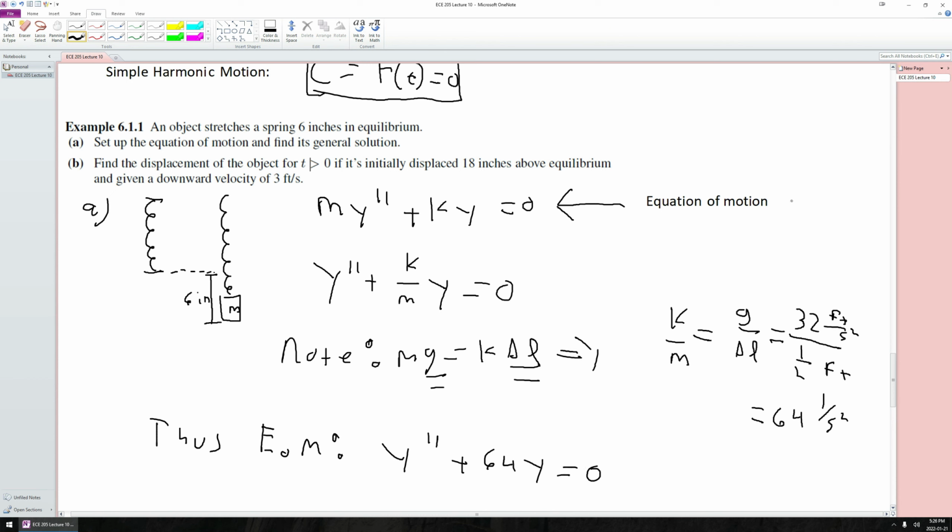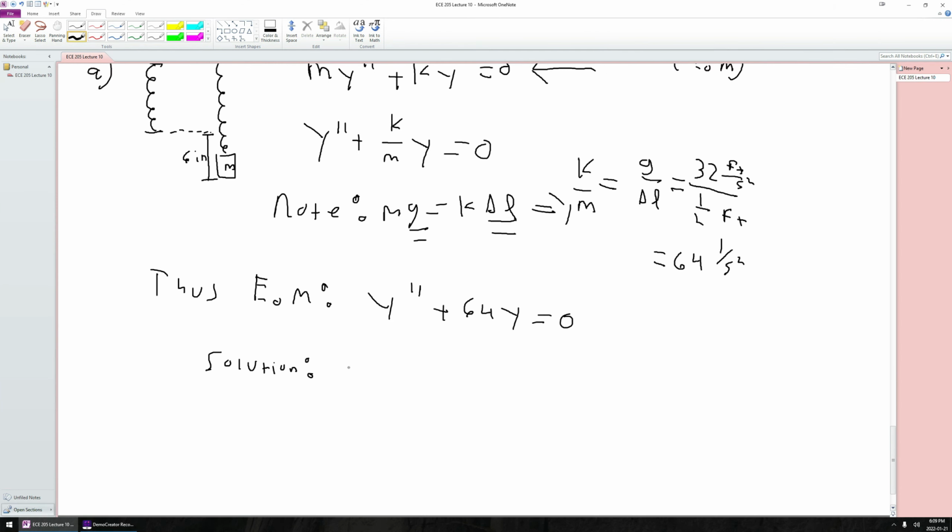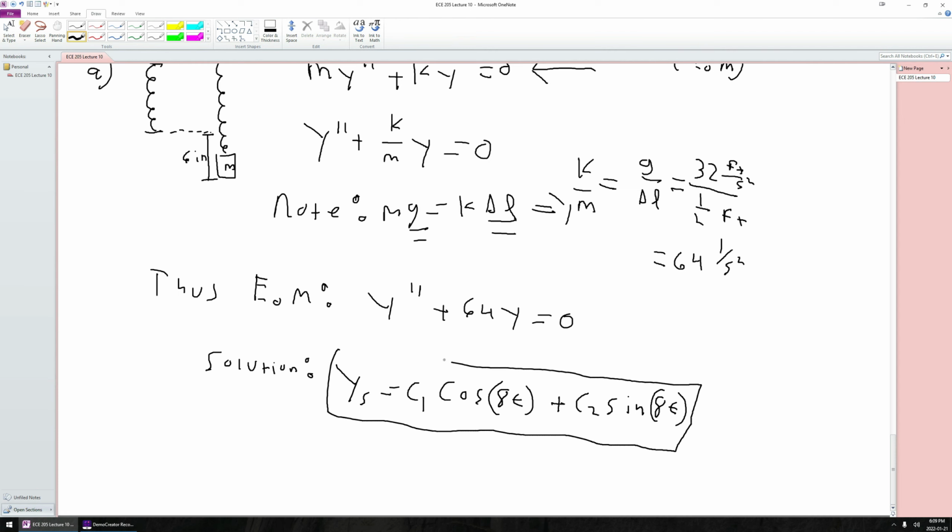We actually know how to solve equations of this form pretty readily, so I'm not going to waste your time here. You should know how to solve this: find the characteristic equation, find the roots of that. We get that the solution is y sub s is equal to c1 cosine of 8t, and here 8 just because the square root of 64 is 8, plus c2 sine of 8t.